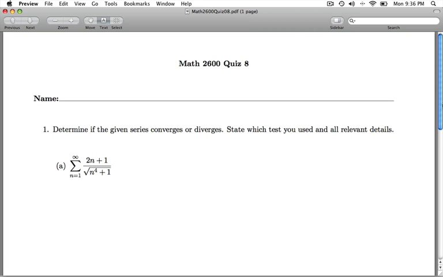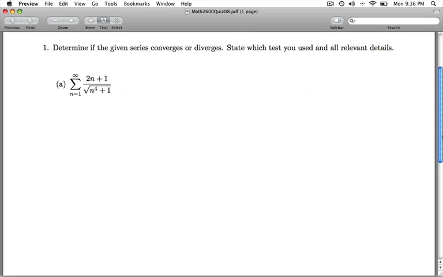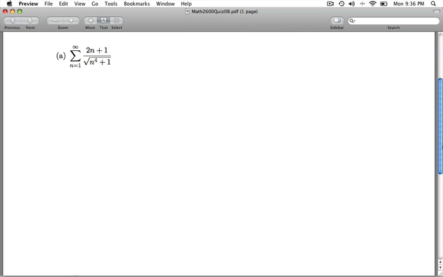Hi folks, this is Calc 2 Quiz 8. We're asked to determine if the given series converges or diverges and state which test you use and all the relevant details. So here's letter A.